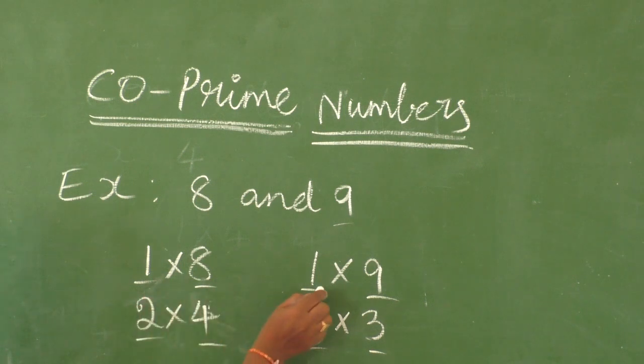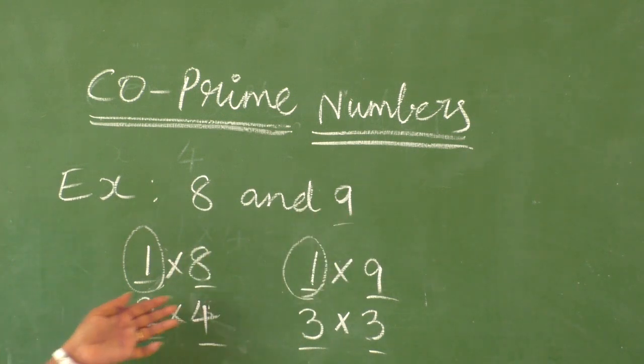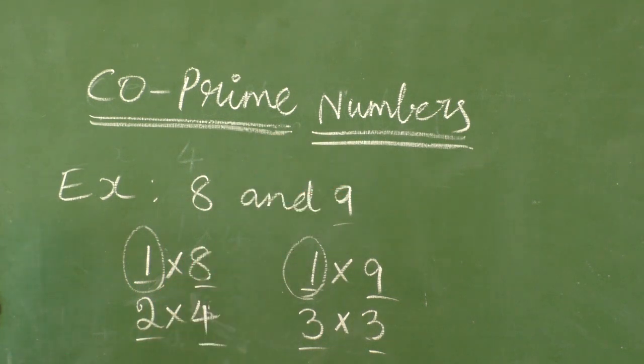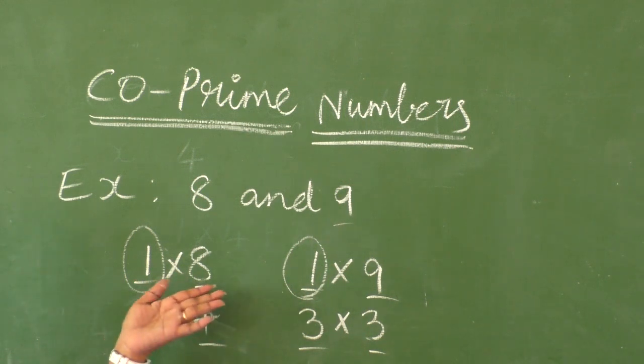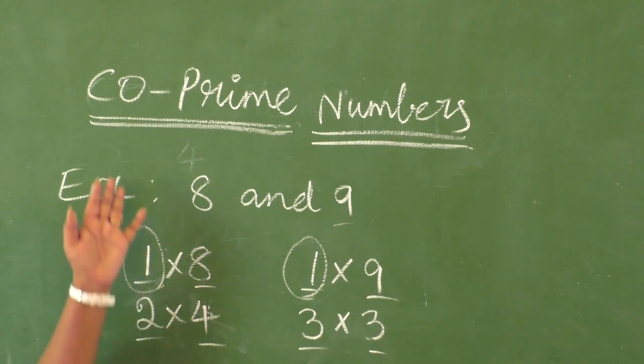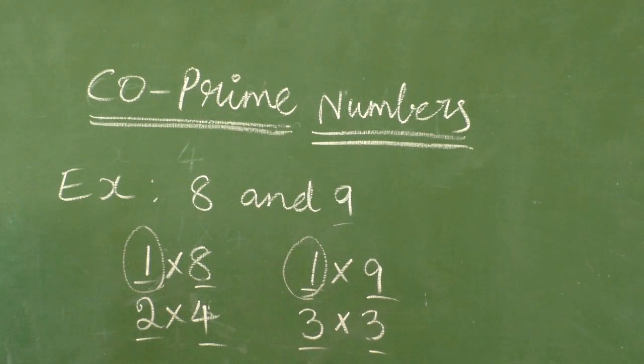See, here 1, here also 1. So 1 is the only common factor of these 2 numbers. So that's why we are calling 8 and 9 co-prime numbers. Okay, do you understand now? 1 is the only common factor for these 2 numbers. That's why we are calling 8 and 9 co-prime numbers.